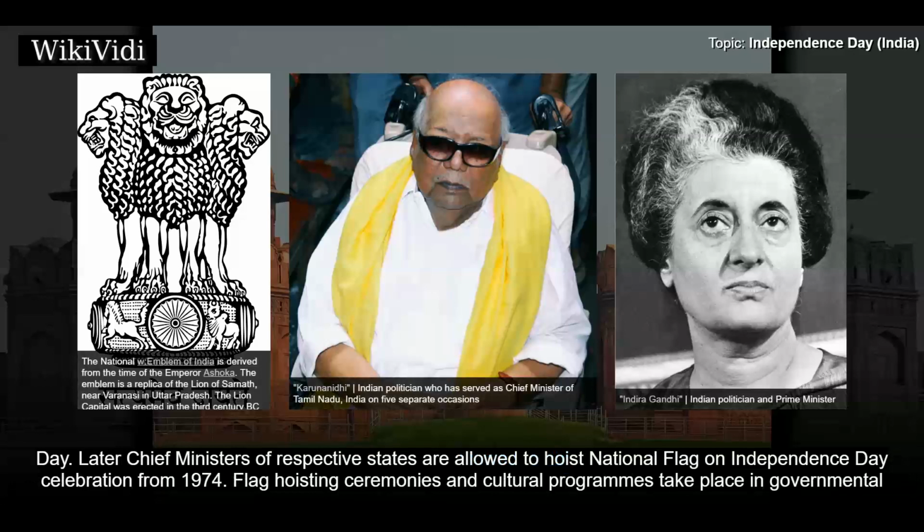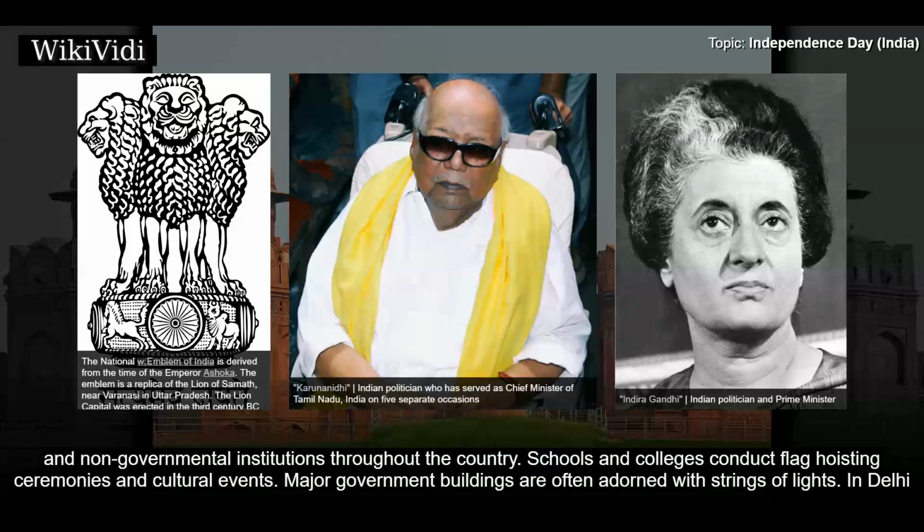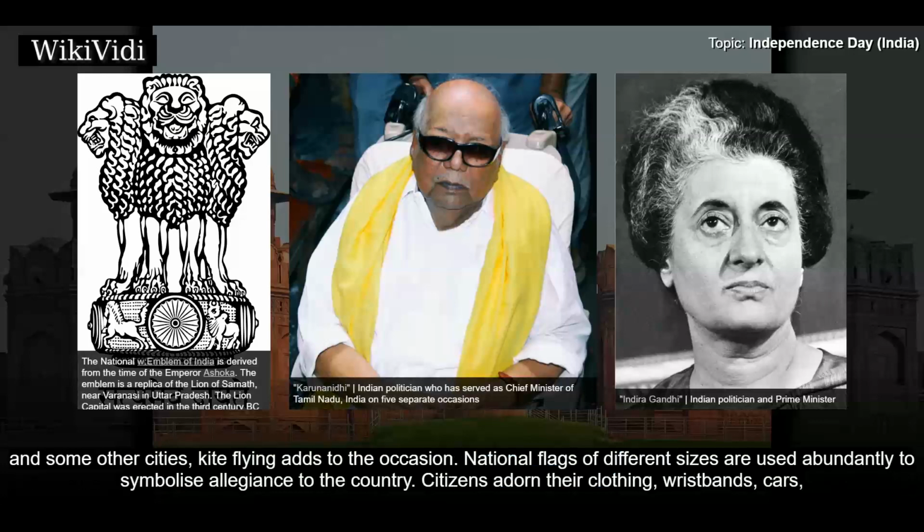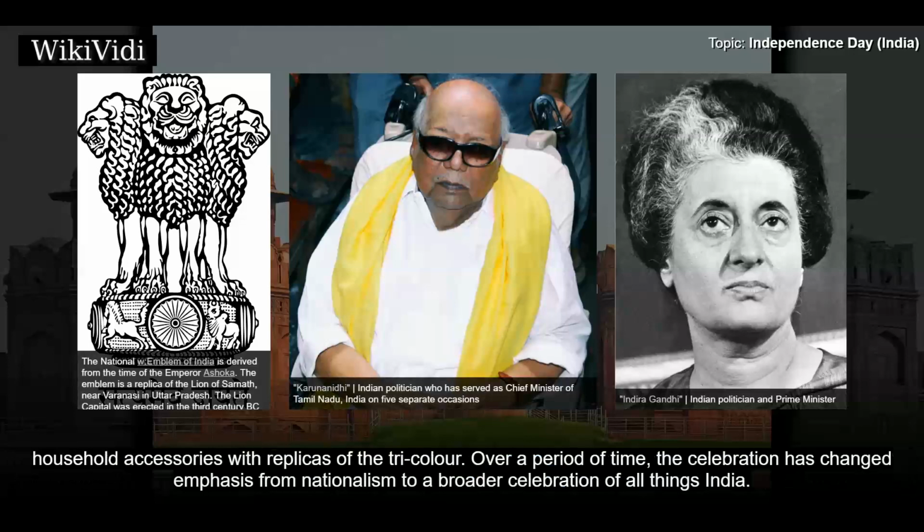Flag hoisting ceremonies and cultural programs take place in governmental and non-governmental institutions throughout the country. Schools and colleges conduct flag-hoisting ceremonies and cultural events. Major government buildings are often adorned with strings of lights. In Delhi and some other cities, kite flying adds to the occasion. National flags of different sizes are used abundantly to symbolize allegiance to the country. Citizens adorn their clothing, wristbands, cars, household accessories with replicas of the tricolour. Over a period of time, the celebration has changed emphasis from nationalism to a broader celebration of all things India.